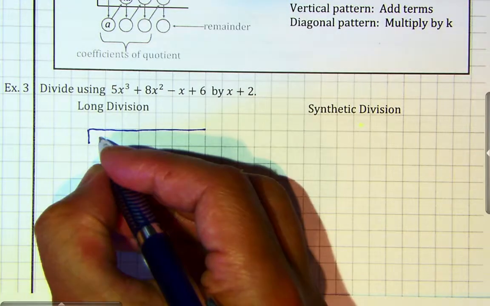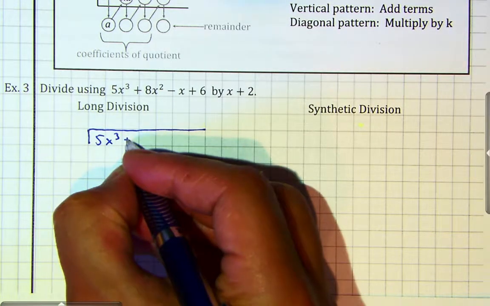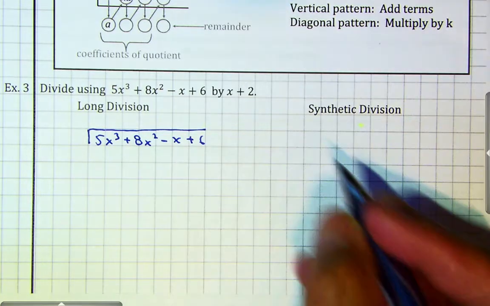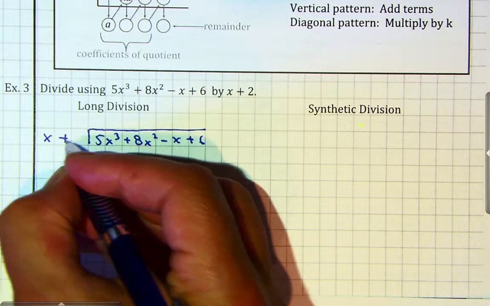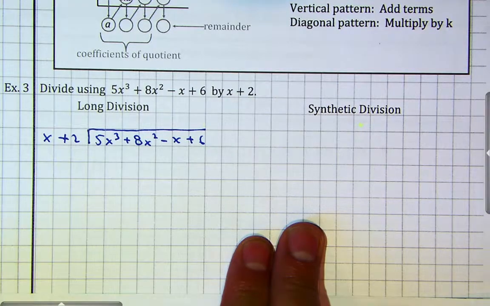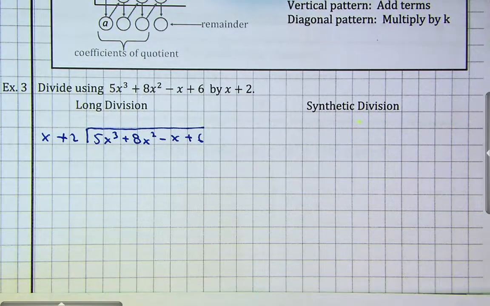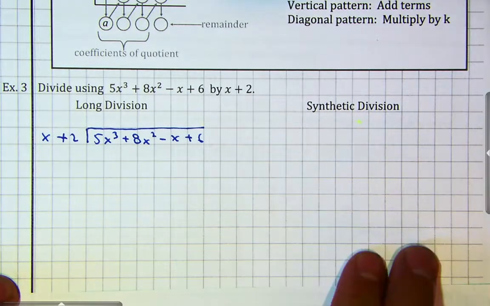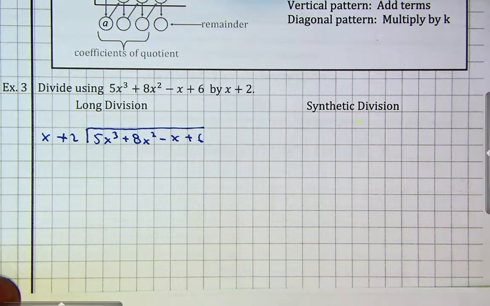We have 5x to the third plus 8x squared minus x plus 6 divided by x plus 2. So go and pause it, work through the long division, see what you get, and then we can work on the synthetic division together. Go and pause it.